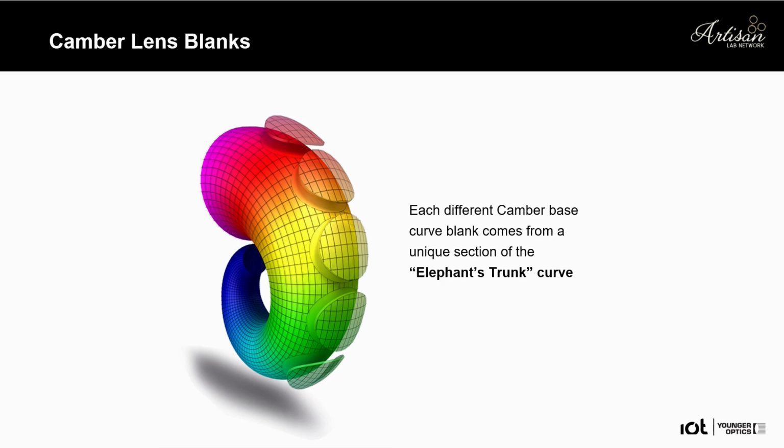When we look at this slide, we can see that a more accurate way to visualize the camber curve is to think of the different lens blanks as being from different sections of a spiral-shaped curve, which is shaped almost like an elephant's trunk.